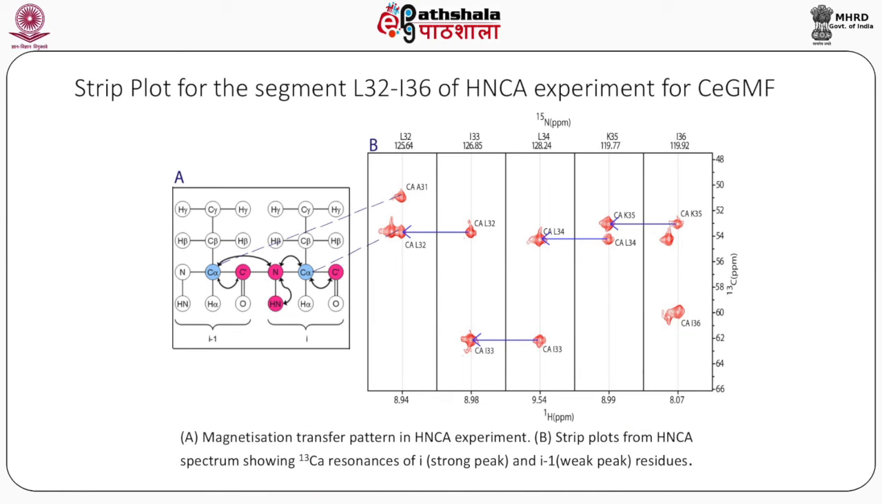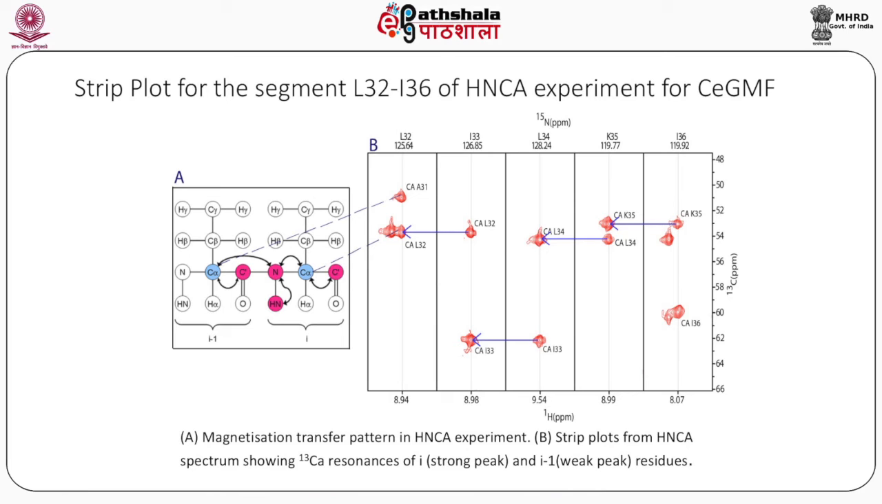So, the strip plot for the segment L32 to I36 of the HNCA experiment for CEGMF is shown in this figure. On the right side, the rightmost strip is from I36, which is taken at an N15 chemical shift of 119.92, and you see two peaks. The bottom peak is labeled with C alpha I36, its own C alpha, and the upper peak is labeled as C alpha K35, which is the C alpha of the preceding residue. Then it is matched to the next strip, that is of K35.